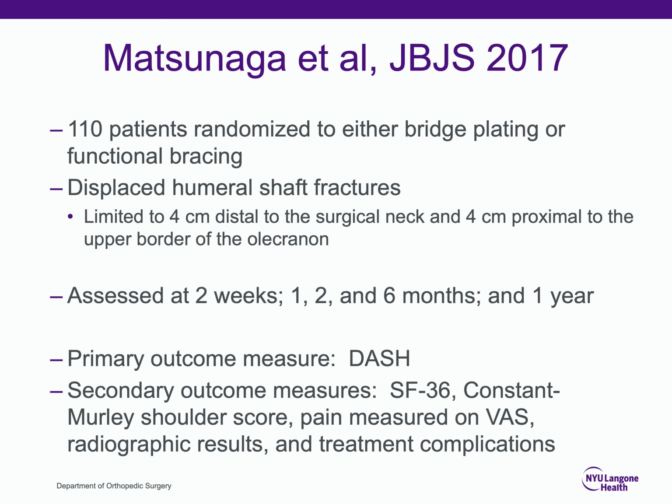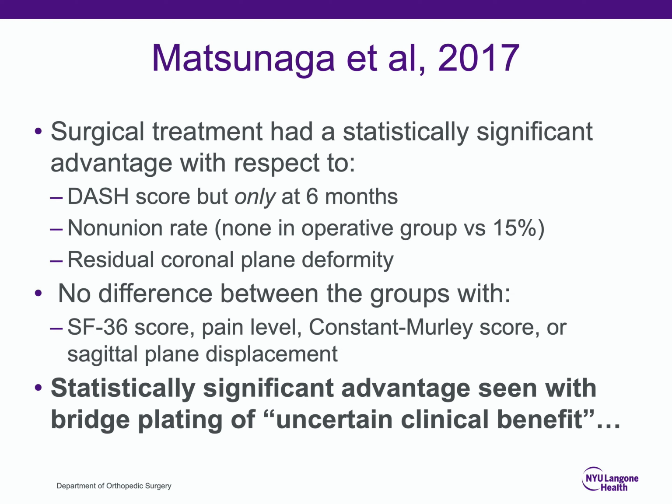This is an interesting study that came out 3 years ago, which randomized bridge plating to functional bracing. You can see they used pretty much all of the humerus shaft, and they looked at multiple outcomes. What they found is that while the DASH score was better at 6 months, but at no other time, and the non-union rate was higher in the non-operative group, there was really no difference in function, and they do not recommend surgery based on this.